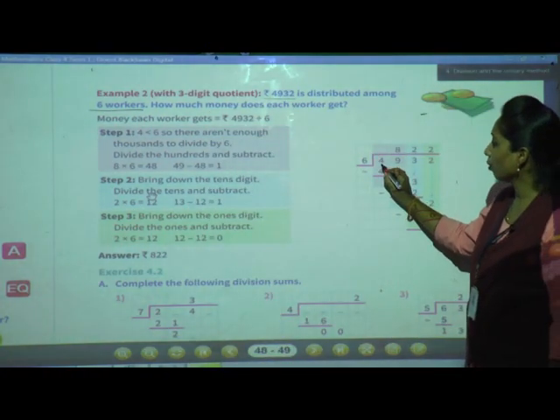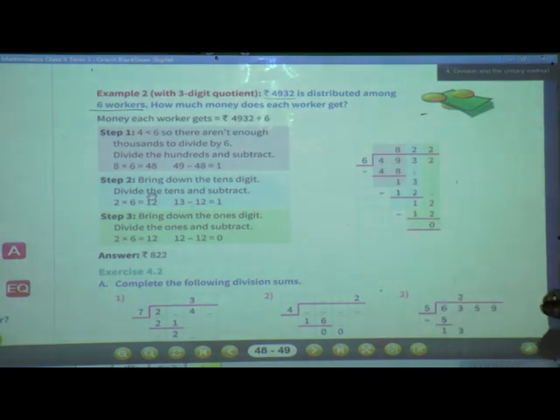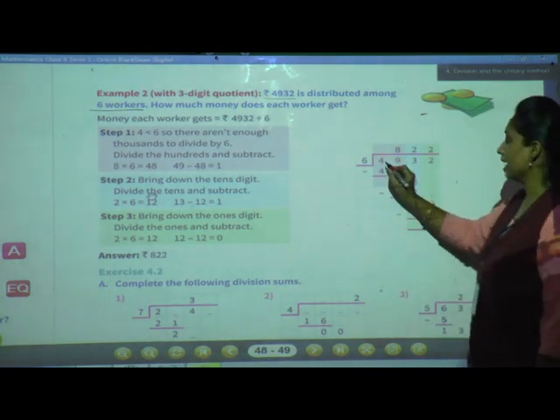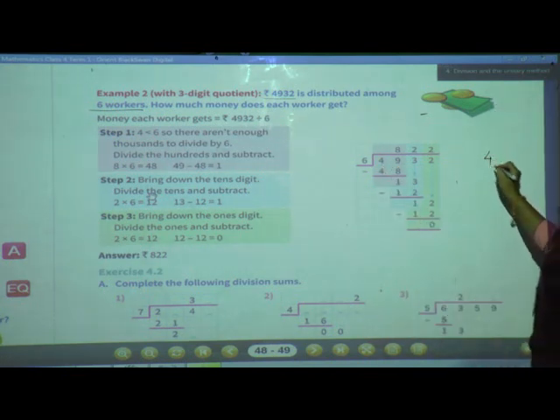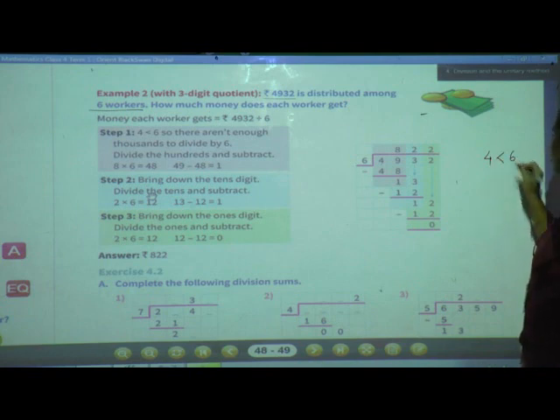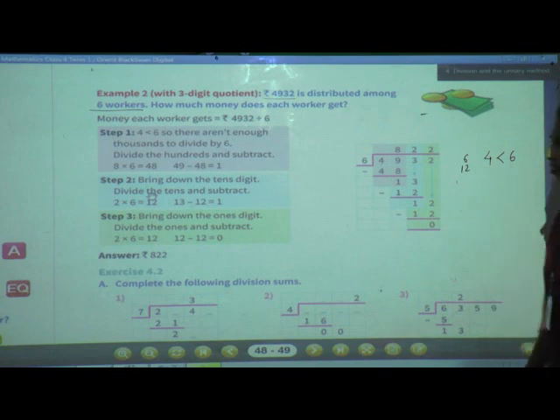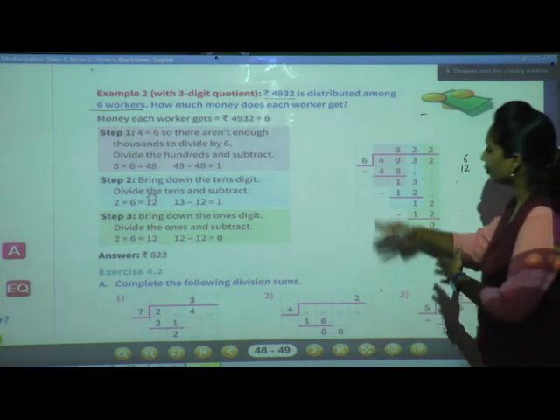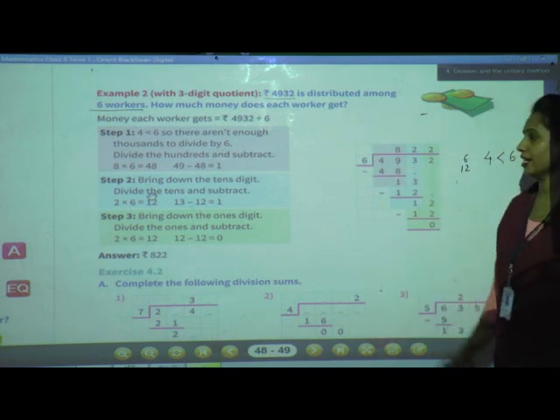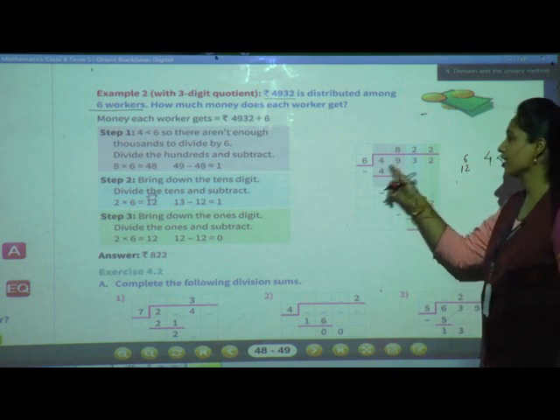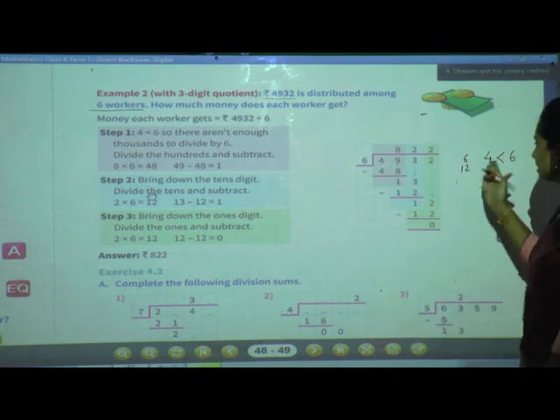First we will go with the thousands place only, isn't it? We have to divide the thousands place first. Now what is there at the thousands place? 4 is there. Now 4 is smaller than 6, isn't it? In the 6 table, 4 is not there. So what do we have to do? In that case, you have to take the hundreds place also, that is 9. Now you have to search whether 49 is there in the 6 table or not.